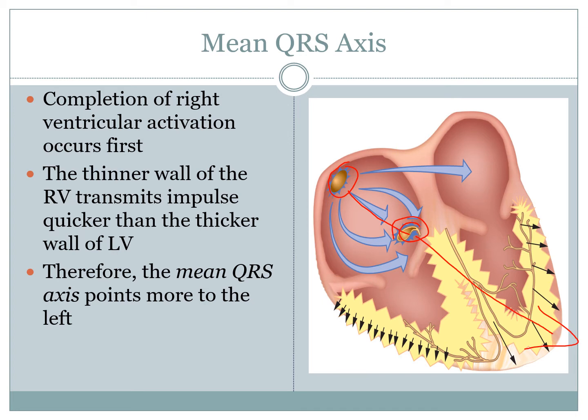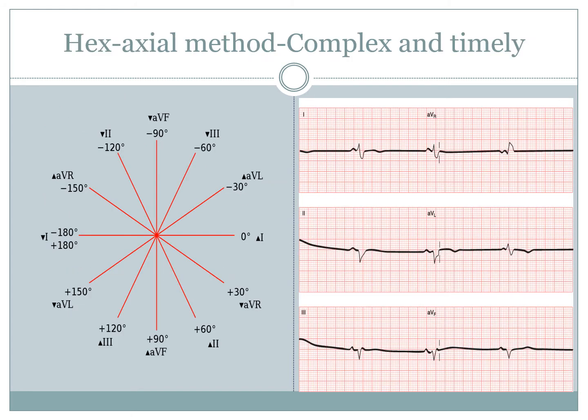So that's where we get this mean axis from, and that's why we know what represents a normal axis. Okay, from there we need to determine what we actually do in order to calculate the axis or know when something goes wrong. And this is where the different methods of axis deviation come in.